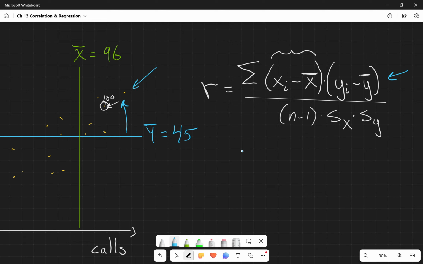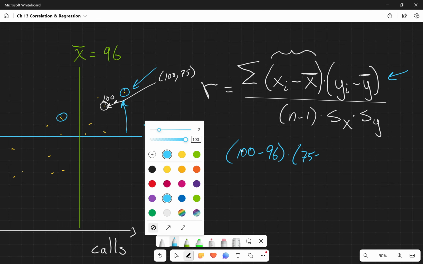So let's just, again, assume away the denominator. Let's do it for this point, and for this point, and then for this point, right? And so we have something over here where it's going to be 100 minus 96 times 75 minus 45, right? That's for this point right here. We already defined that, the 145 here. I guess I could label these a little better. So this one is 100 on the x, 75 on the y.